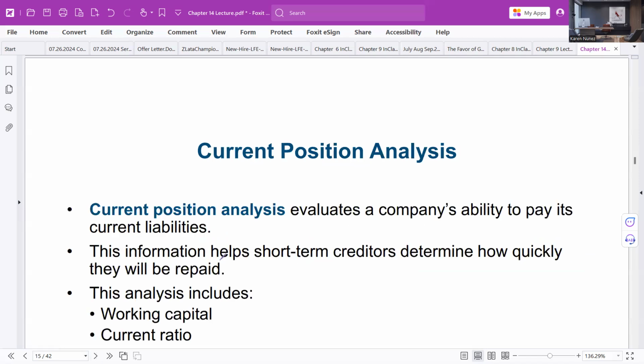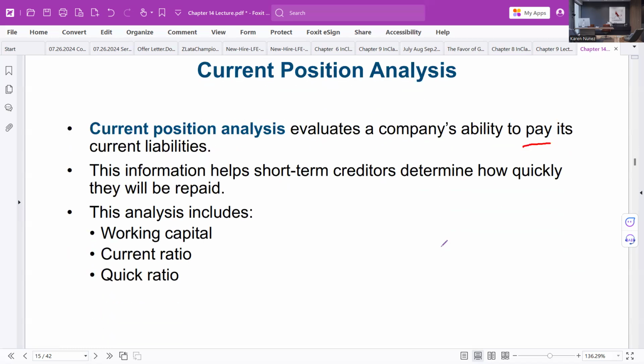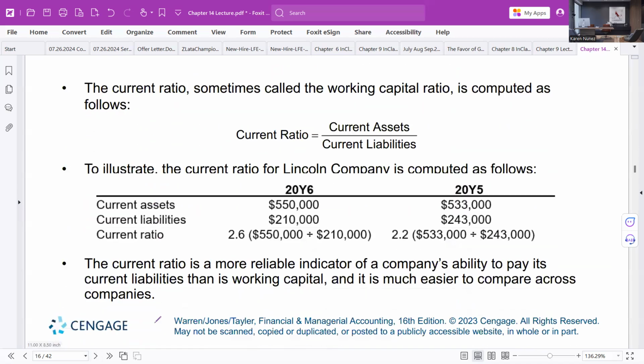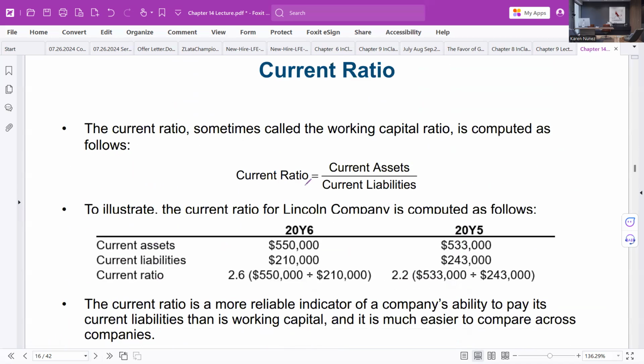So current position, again, tells us about the ability to pay those current liabilities. It tells us about liquidity. And there are a few key ratios that we will measure in this chapter. And again, one of the most important ratios that we see is the current ratio. It measures current assets to current liabilities. So it's a ratio that tells us how much we have in terms of liabilities and assets.